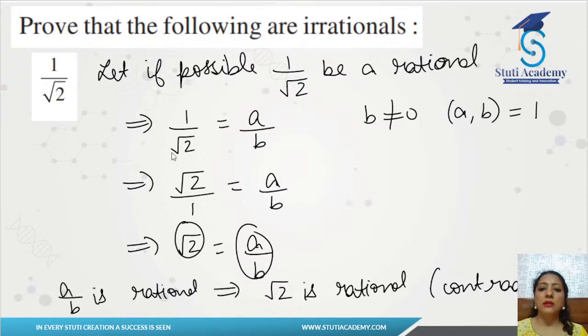Finally, we can say that our assumption was wrong. 1 upon root 2 is an irrational number.